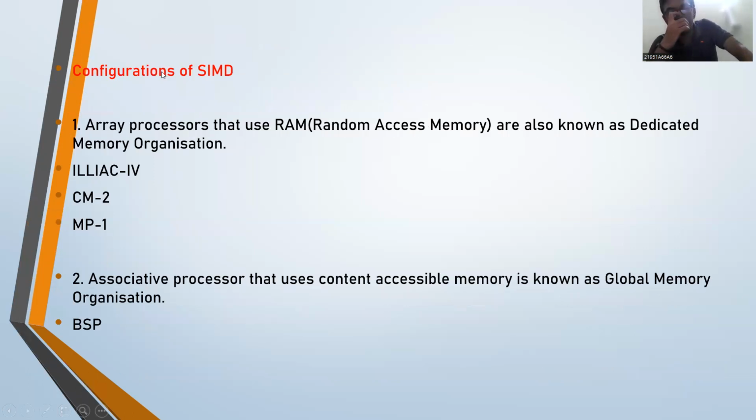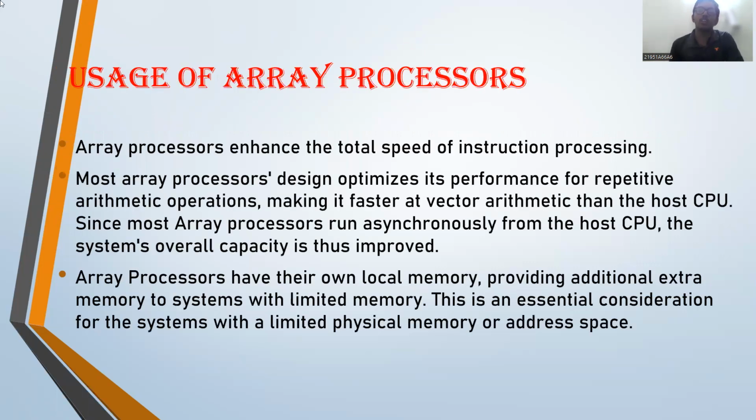Configurations of SIMD. Array processors that use RAM, random access memory, are called dedicated memory organization. ILLIAC IV, CM2, MP1 associative processor that uses content accessible memory is known as global memory organization. BSP, and the usage of array processors.